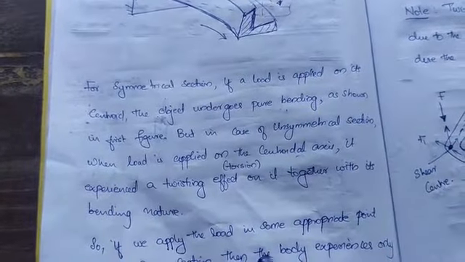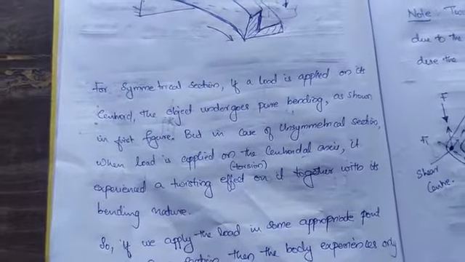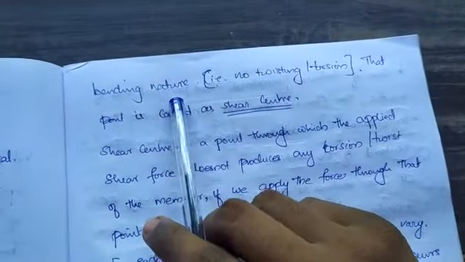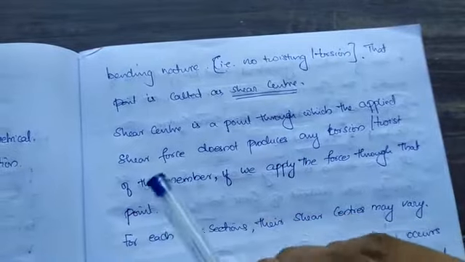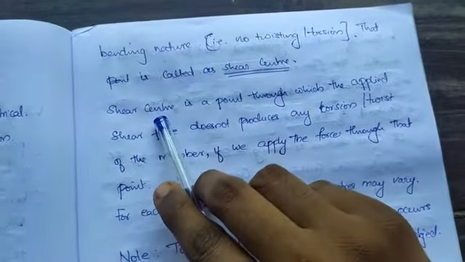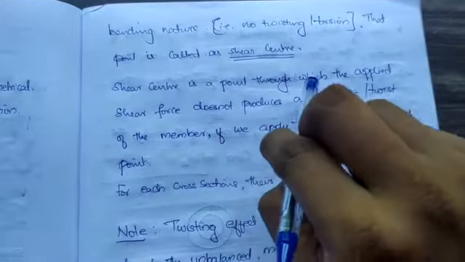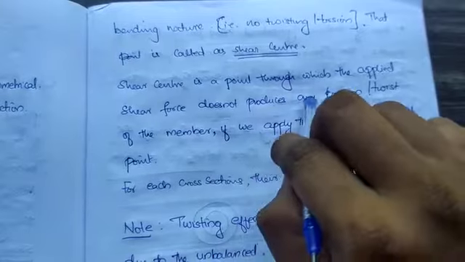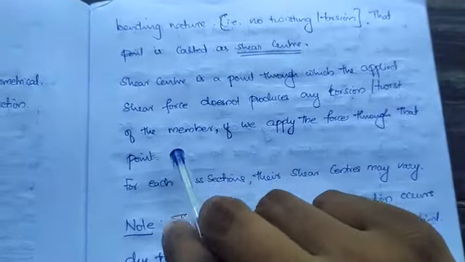So if we apply the load at some appropriate point of the cross section, then the body experiences only bending. That point is called shear center. Again the same thing, I am repeating the concept. Shear center is a point through which the applied shear force does not produce any torsion or twist of the member if we apply the forces through that point.